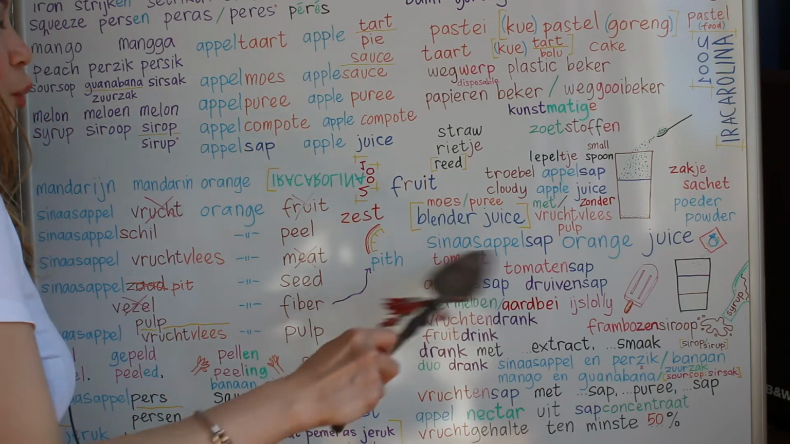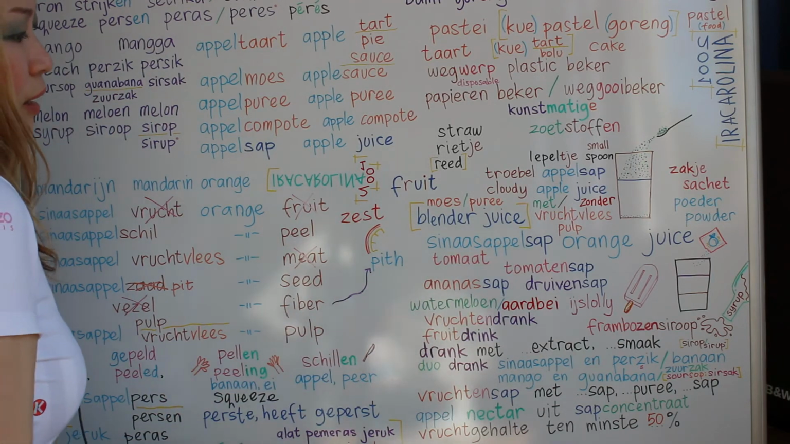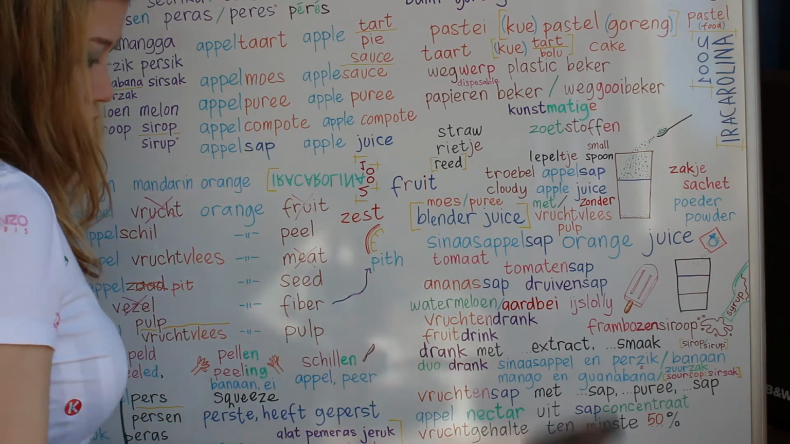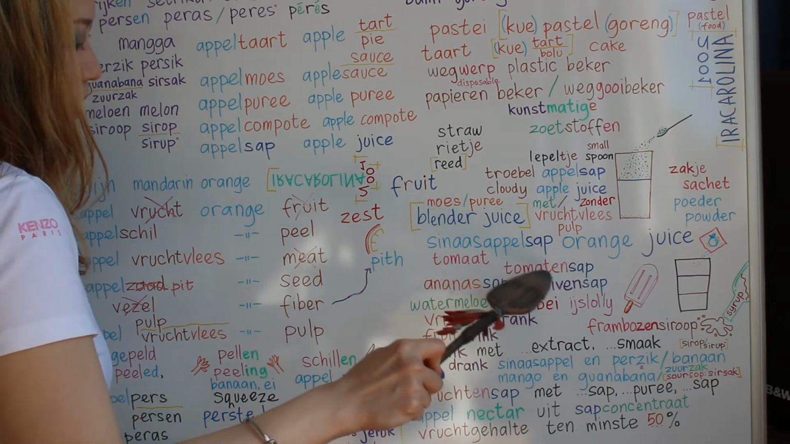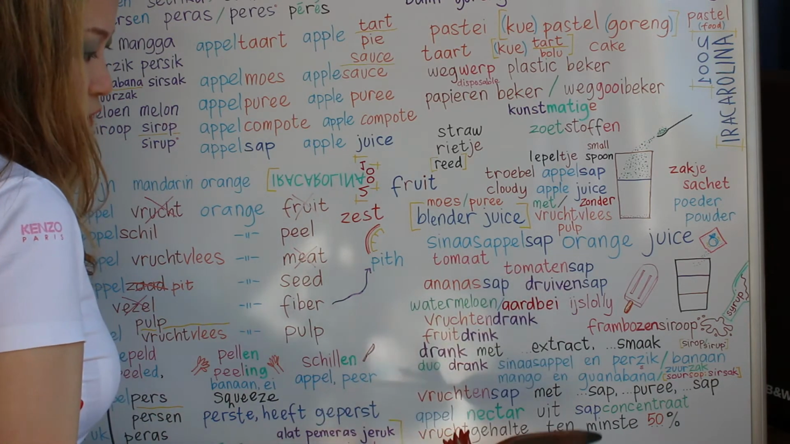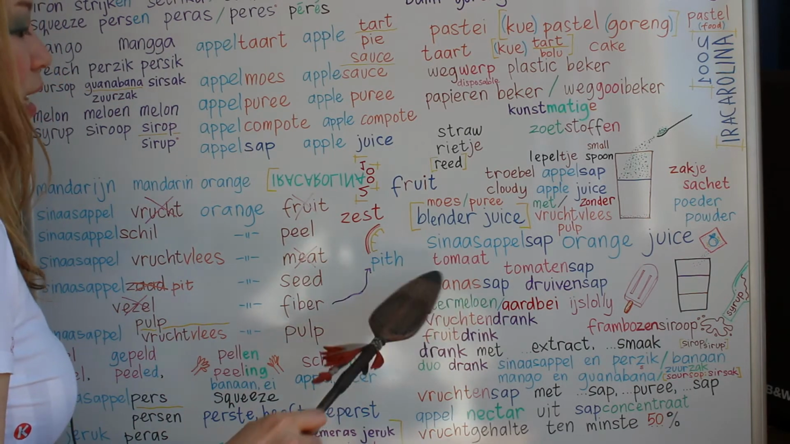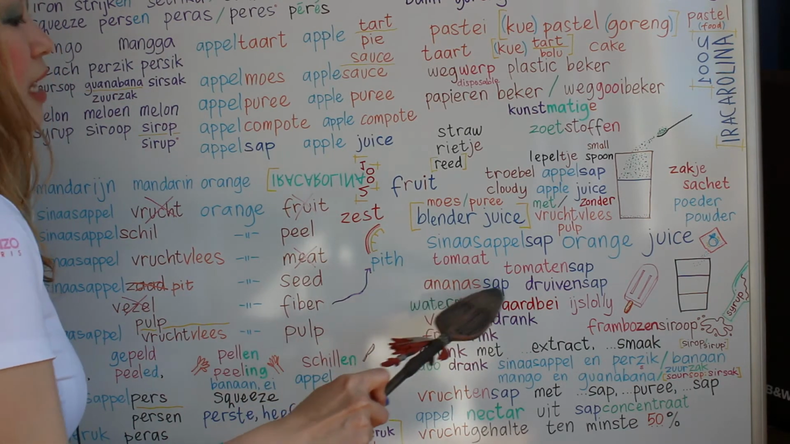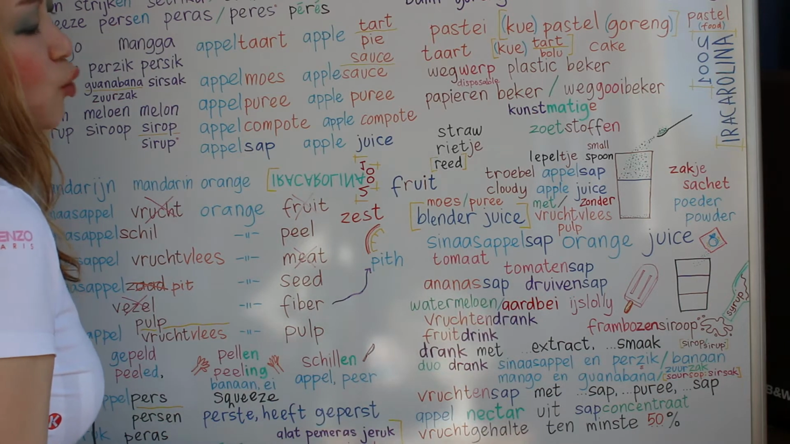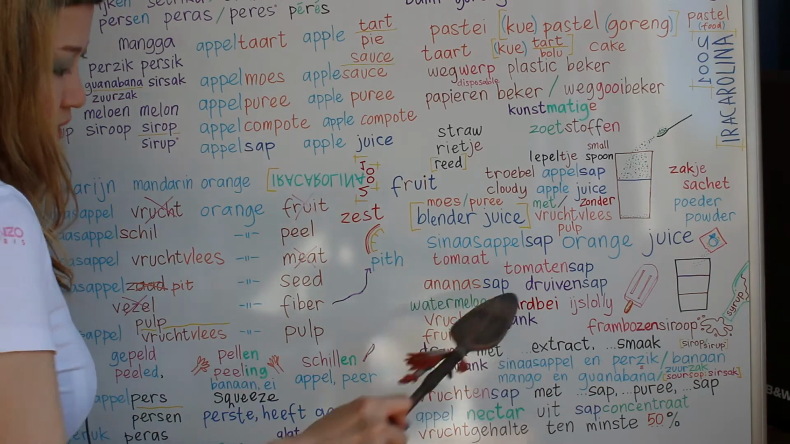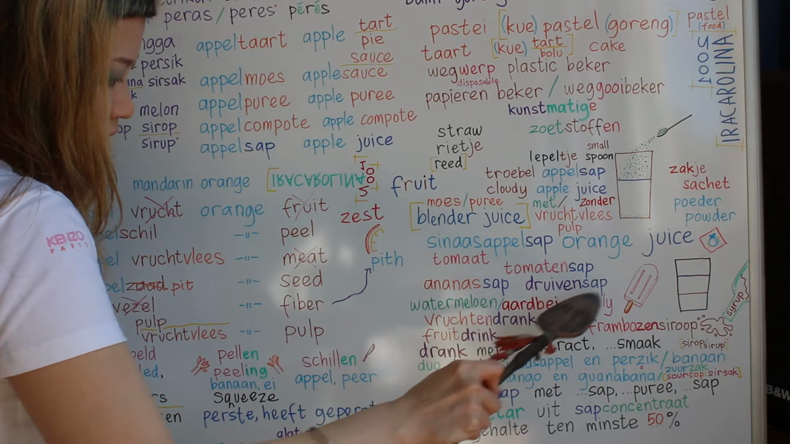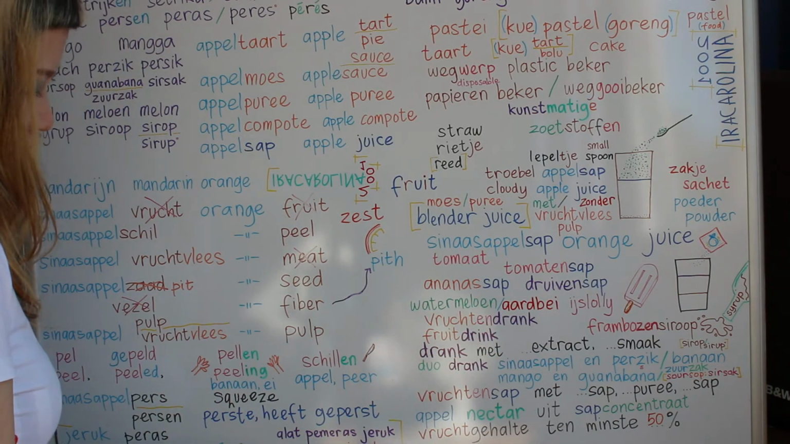Tomato, tomaat. Tomato juice, tomatensap, one word. Pineapple juice, ananassap. Grape juice, druivensap, one word.